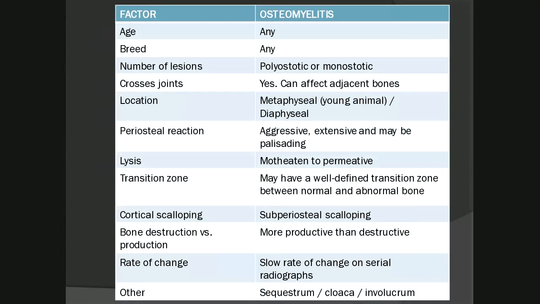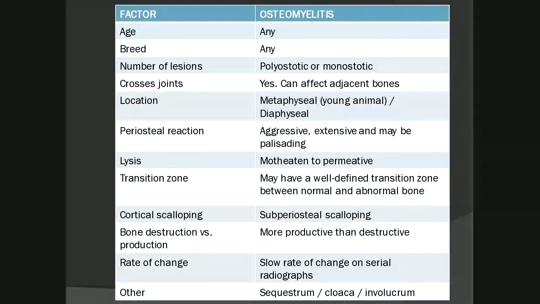Right, so the last slide just gives a couple of factors that will help give some more information on osteomyelitis, and later on we will be comparing osteomyelitis to neoplasia, so this will become important. Osteomyelitis can affect any age of animal, although hematogenous osteomyelitis will tend to be in younger animals. Any breed can be affected. The lesions can be either polyostotic, so multiple bones, and that tends to be more hematogenous, or monostotic, one bone, which is more likely due to trauma.